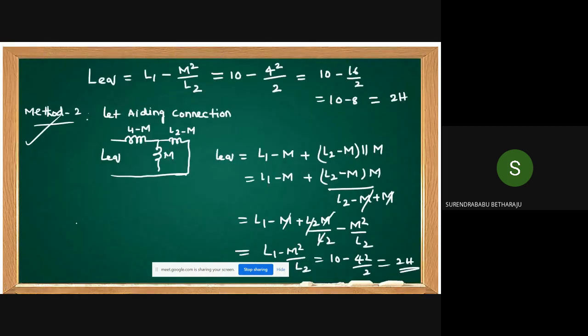Okay, students? Yeah, this is method 1 and method 2. Clear? Any doubt? Unless otherwise specified, you can take the aiding connection. If it is opposing, this is plus, this is plus, this is minus. You try for opposing also, but that answer will not appear in the given options. They will give any one answer only, either aiding answer or opposing answer. Clear? Yes, friends. Next.